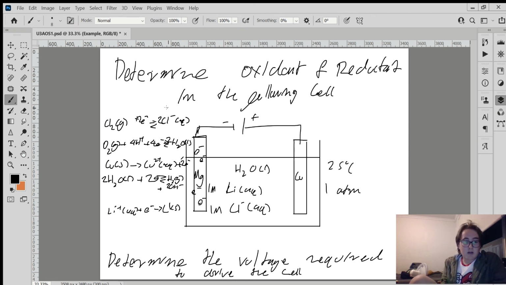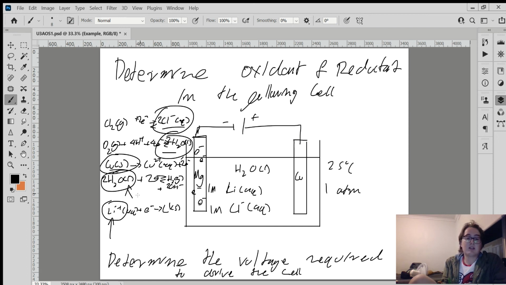So let's look at what we have here. We have chlorine, we have water, we have copper solid, we have water, and we have lithium ions. Now, candidates for reduction. We have lithium and we have water. All of these are in their reduced state, so they can't be reduced. Now, water is higher on the electrochemical series, so water will be reduced in this cell. So H2O(l) plus 2e- goes into H2 gas plus 2OH-(aq).